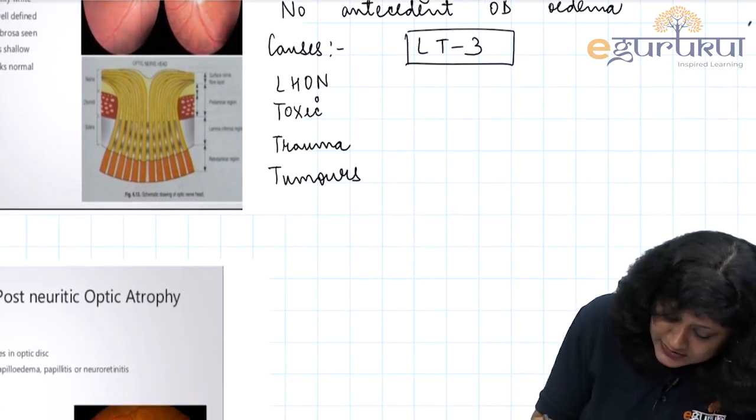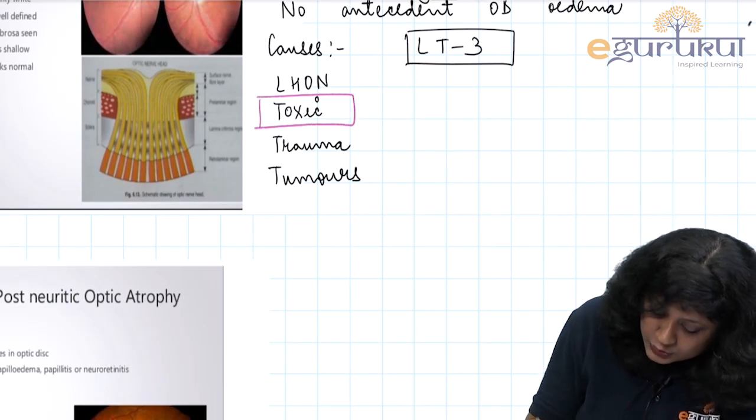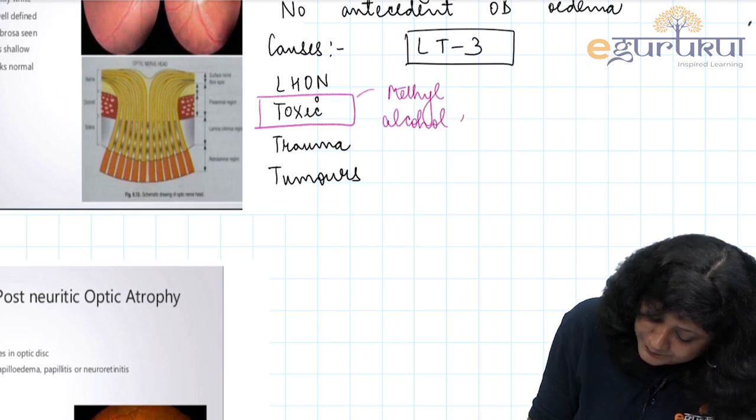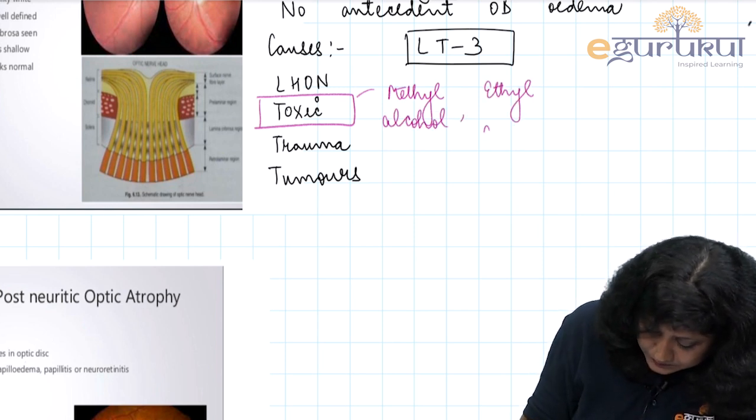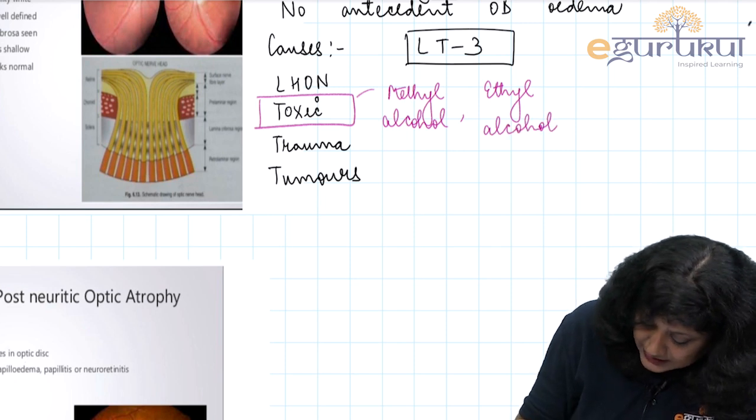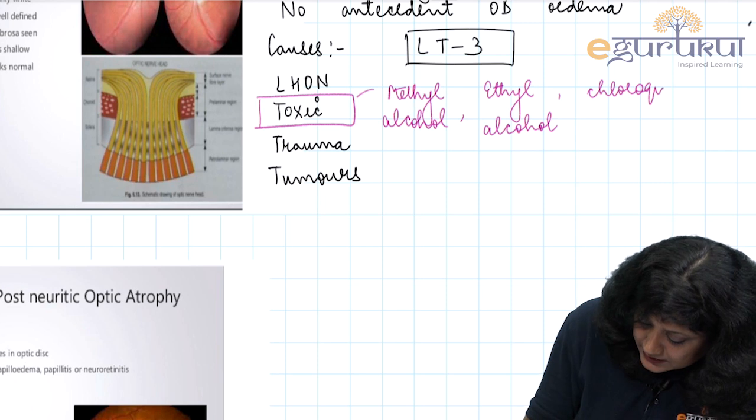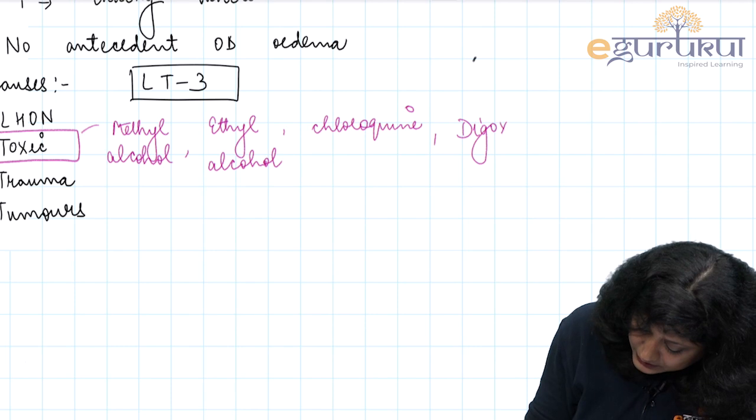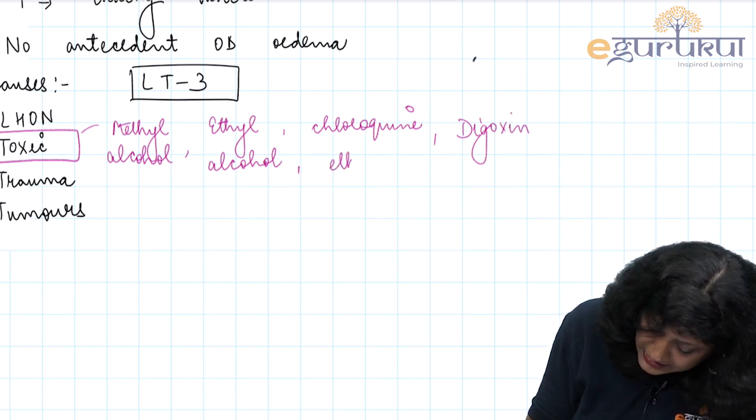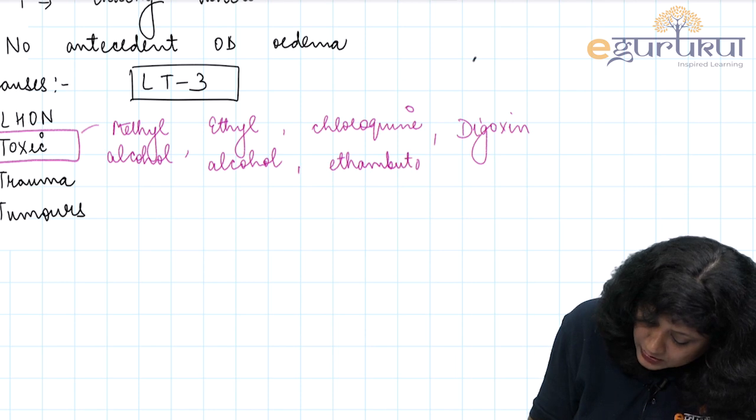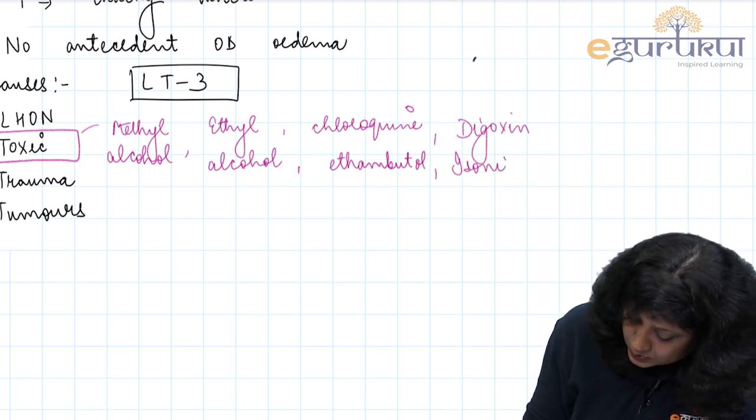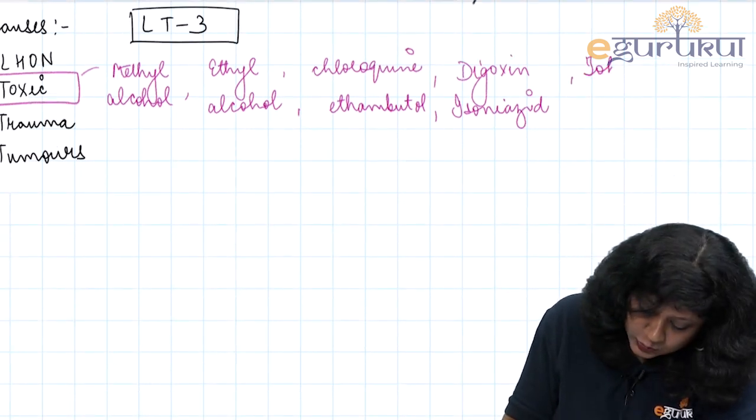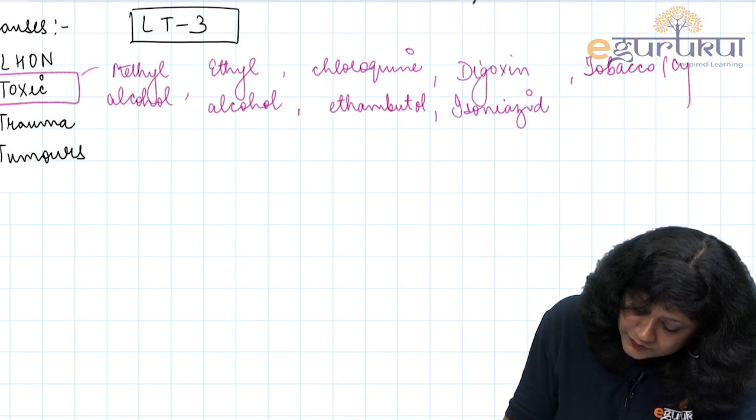Now very important is your toxic optic neuropathy. What are the toxins that can cause it? We have methyl alcohol, then ethyl alcohol, chloroquine, then we have digoxin, very important, digoxin. Then we have ethambutol, isoniazid is also there, right? Then we have tobacco. Tobacco causes it due to the presence of cyanide.